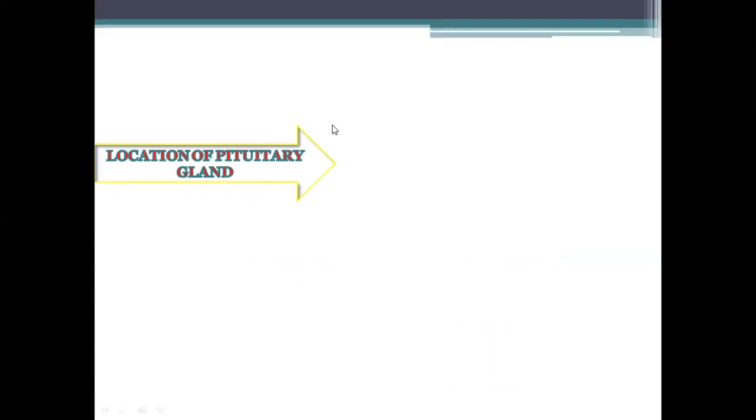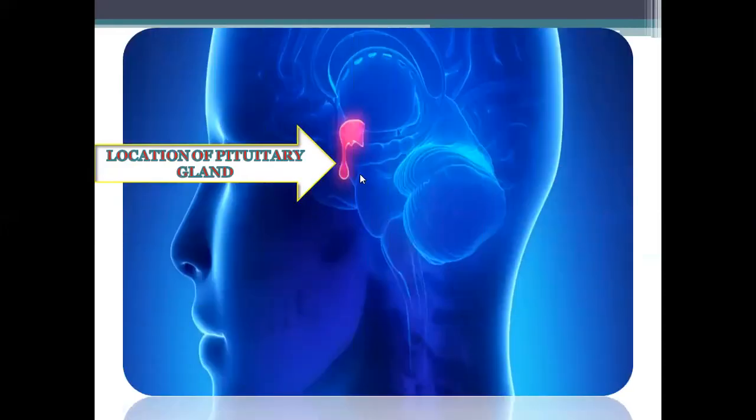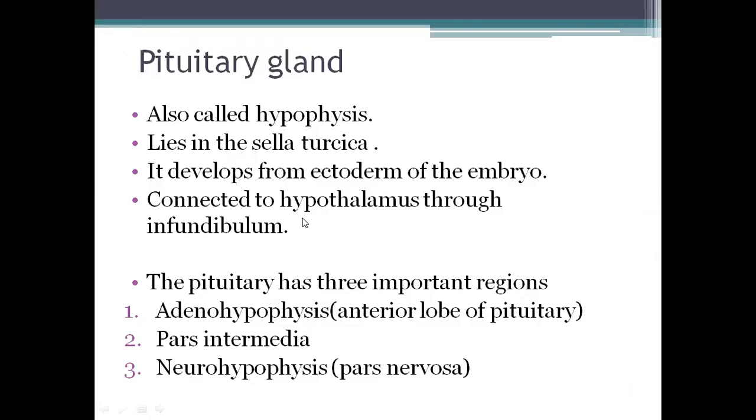Now let us see the location of the pituitary gland. The pituitary is located in the skull. There is a special location, a bony box at the floor known as the sella turcica. In this we see a very small pea-sized endocrine gland known as the pituitary gland. It is also known as hypophysis.